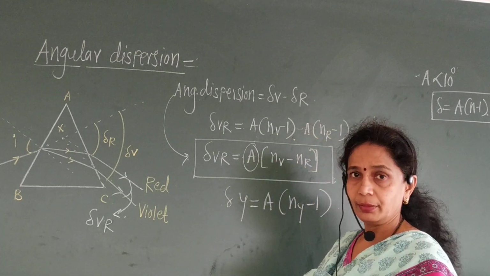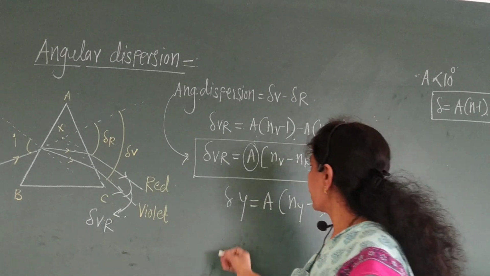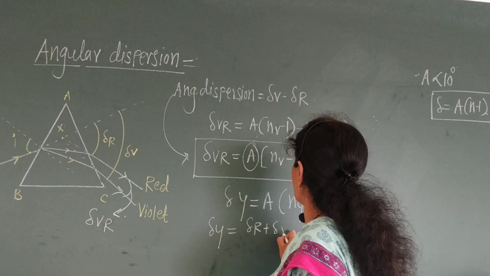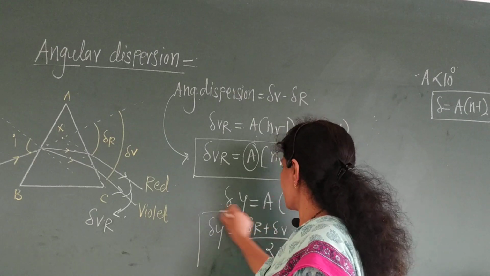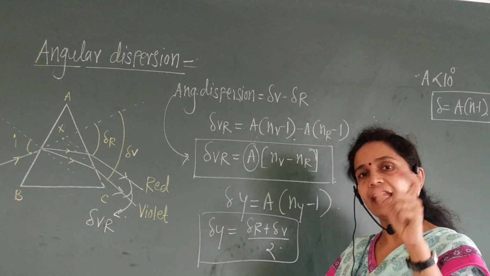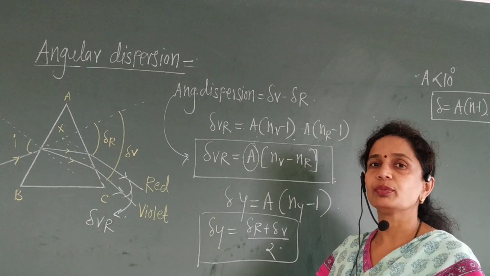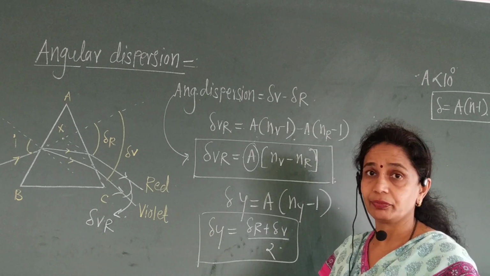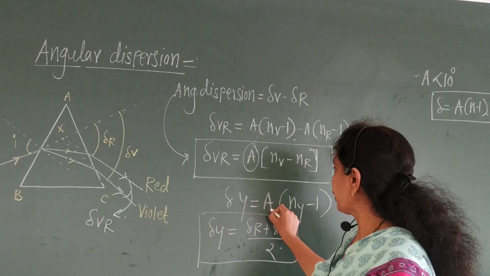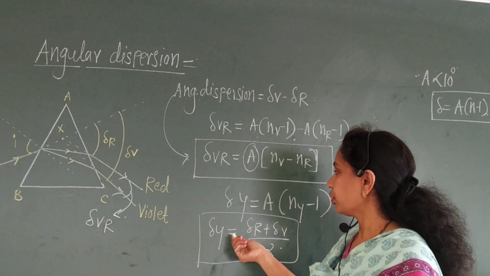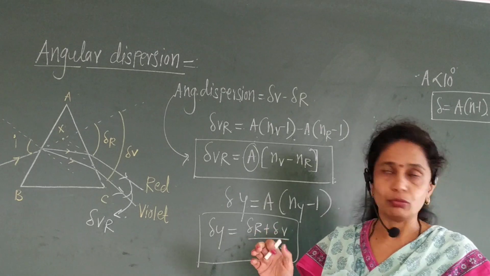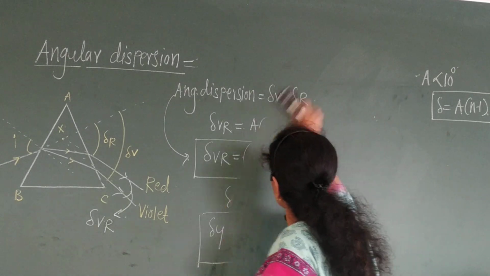minus 1). Mean deviation you can also find out: delta Y is equal to (delta R plus delta V) upon 2. This is the formula for mean deviation. Mean deviation means practically the yellow color is the mean color of the spectrum of 7 different colors. Okay, therefore this is the value of mean deviation. Delta Y is equal to A into (nY minus 1) or delta Y is equal to (delta R plus delta V) upon 2.